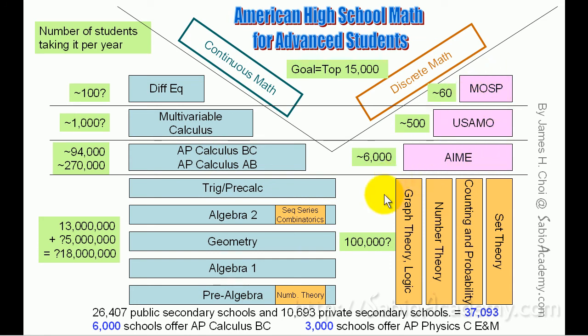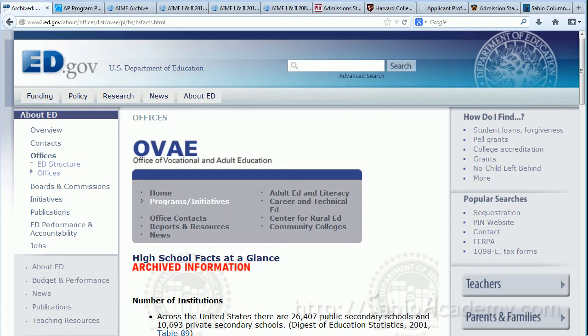Okay, now I'd like to show you some numbers so that you can get the perspective of what you're dealing with here. First of all, probably those who are listening to this are aiming to enter top 10 universities. Top 10 universities accept altogether combined 15,000 students. Let me show you where I got that number.